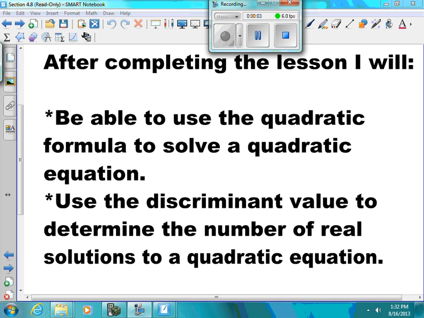Today we're going to wrap up the first unit of the year, Chapter 4, Quadratics, solving, all that stuff. We're going to learn about the last method that we're going to explore in this chapter, and that's called the quadratic formula. We're going to use the quadratic formula to solve a quadratic equation, and you will be able to use the discriminant, which is part of the quadratic formula, to determine the number of real solutions to a quadratic equation.